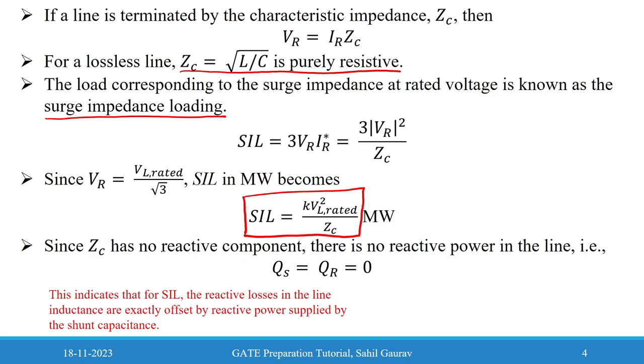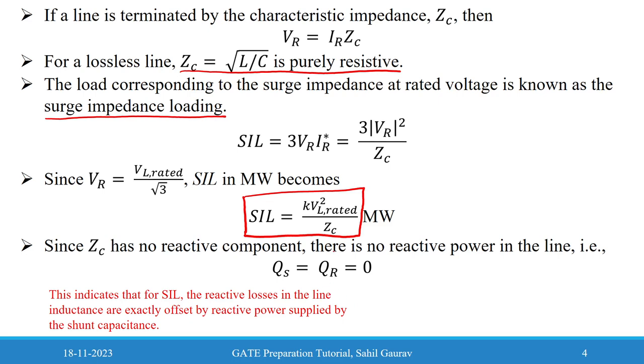And since ZC has no reactive component, there is no reactive power in the line. That is, QS is equal to QR and both are equal to 0. So this shows that if we are doing the surge impedance loading, then the reactive losses in the line inductance are exactly offset by the reactive power supplied by the shunt capacitance. Whatever reactive power is demanded by the inductance part in the line is compensated by the reactive power supplied by the shunt capacitance. So this is also an important question, and an important point for the surge impedance loading.